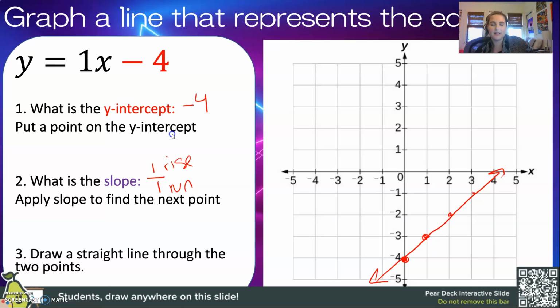So the goal here is to find the y-intercept and then apply the slope to that point. And then you get a second point and then draw a line through it.